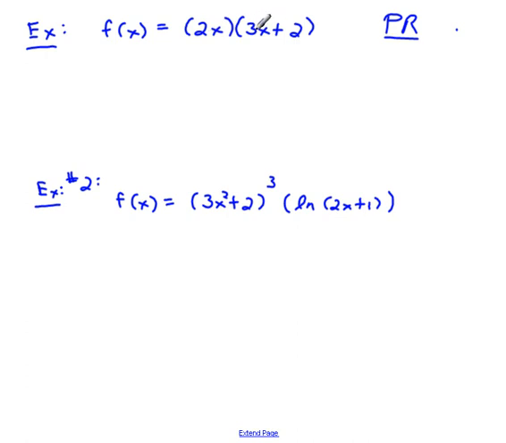Now, the way I like to remember the product rule is in two parts. Derivative of the first, don't touch the second, plus derivative of the second, don't touch the first. So basically you can rewrite it as the derivative of f of x times g of x plus g prime of x times f of x.